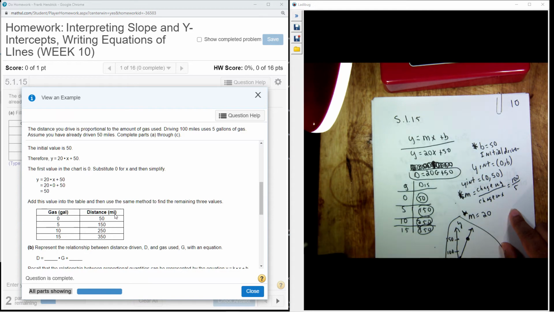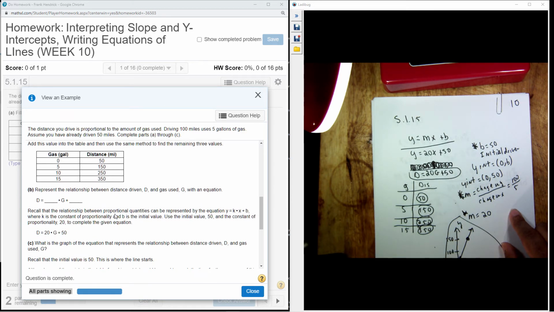And then in the B part, they ask us to write the model, enter the model in terms of distance driven and gas required. So we replaced the distance is dependent on the amount of gas you have. Okay, so we replaced the y with a d and the x with a g, and there's the model they're looking for in part B.